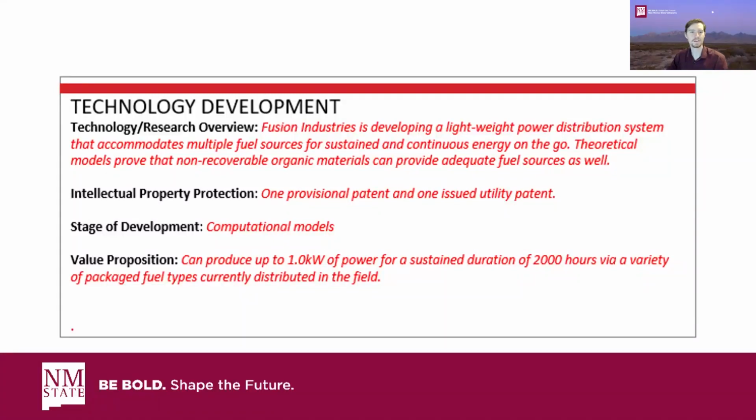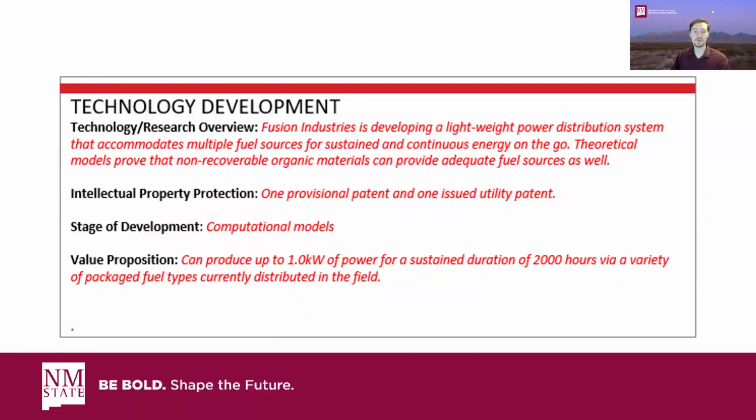As we've talked about a little bit before, here's a brief introduction to the technology. Here it shows that Fusion Industries is developing a lightweight power distribution system, which tells what the innovation is, and that is all condensed into one sentence. The second sentence shows that models have been run to test the feasibility. Here they are talking about two patents, one provisional patent and one issued utility patent, for their intellectual property protection.